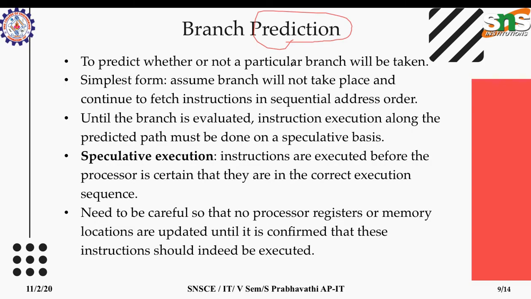So let's come to the first point: to predict whether or not a particular branch will be taken. So that's the prediction. The simplest form is to assume the branch will not take place and continue to fetch the instructions in sequential order. This is said to be a simple prediction. Okay, so there is a branch in our program, but we are predicting that that branch will never happen. That is one kind of prediction, and we could also predict that if there is a branch in the program, the branch will always satisfy the condition as true. So that is also one way of prediction.